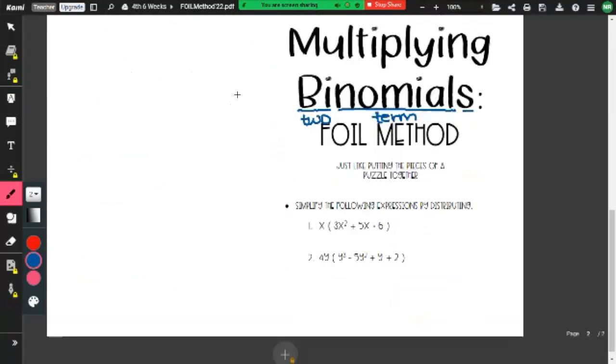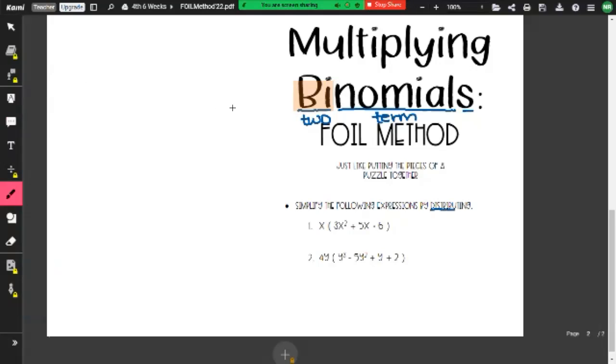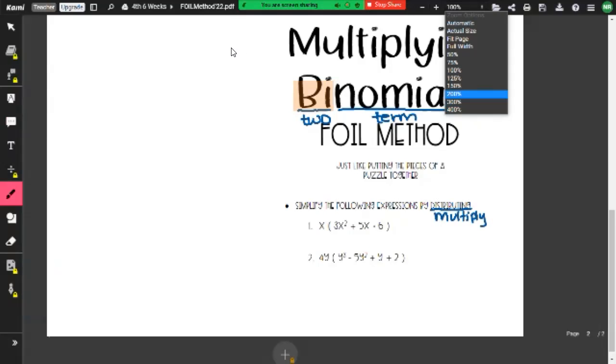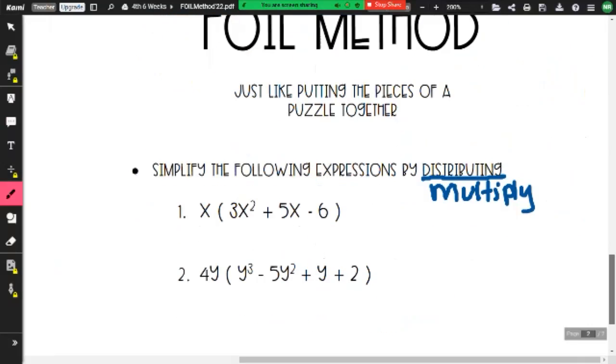Now, before we get into that, let's do a quick review over what we have been doing these past couple of days. So because we were adding and subtracting, the first step was always to distribute. We're going to do these first 2 examples by distributing. What does it mean to distribute? It means to multiply. Let me zoom in. It means to multiply.